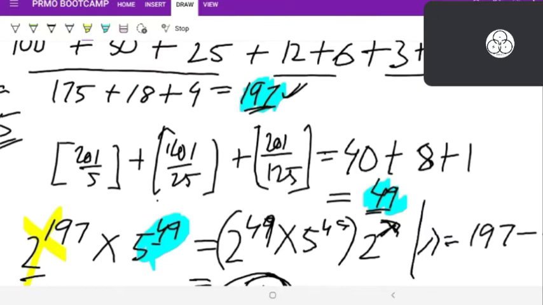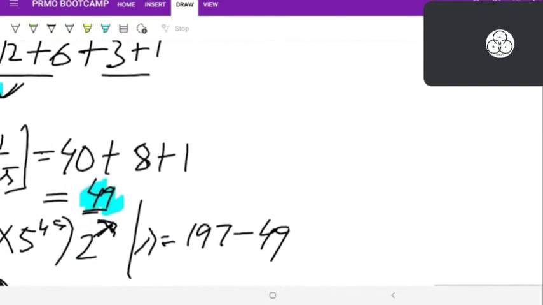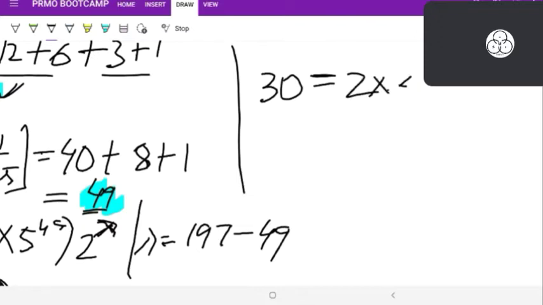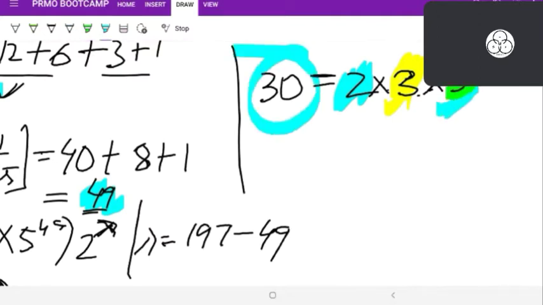Just find out the indices of 5. Definitely the indices of 2 will be greater than whatever indices of 5 we are getting. Say for example, we have been asked to find out the indices of a number 30, which can be written as 2 into 3 into 5. So here clearly indices of 2 will be greater than indices of 3, and indices of 3 will be greater than indices of 5. So if we just find out indices of 5, we can say the indices of 30 will just match with this 5.